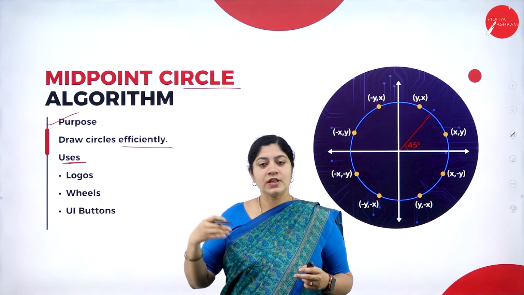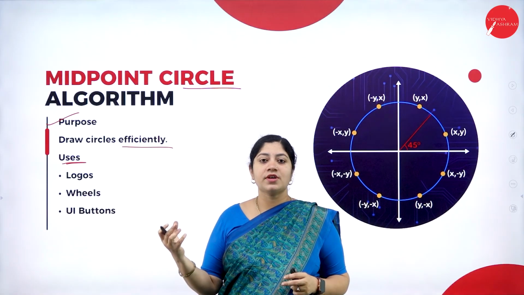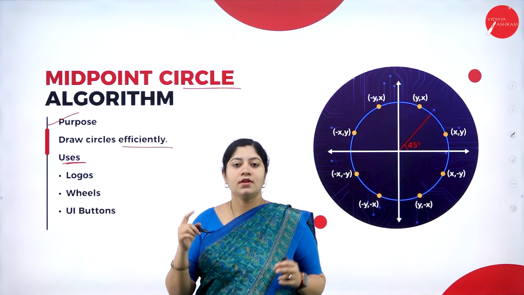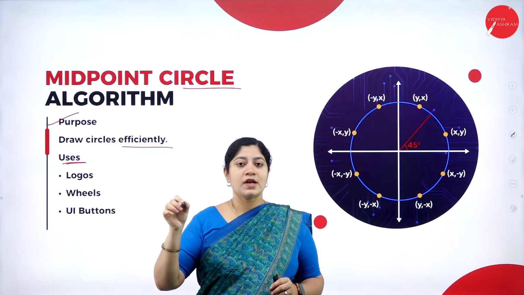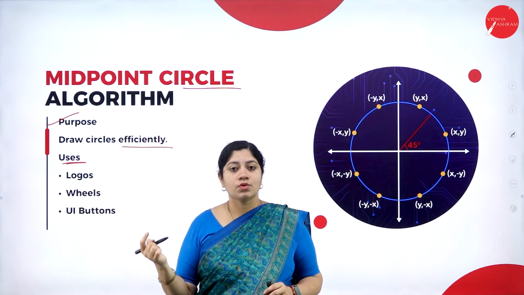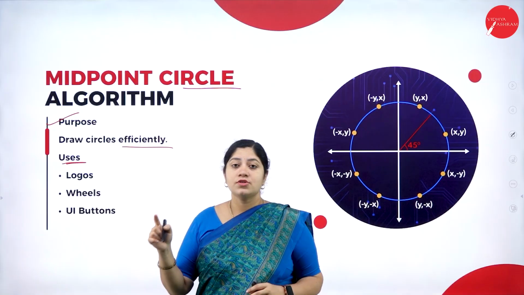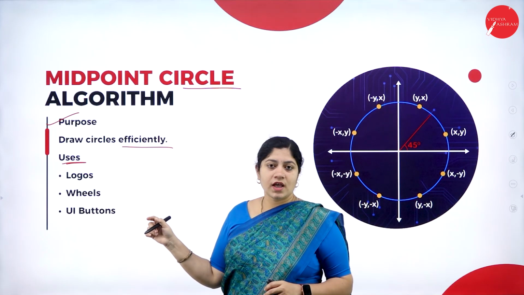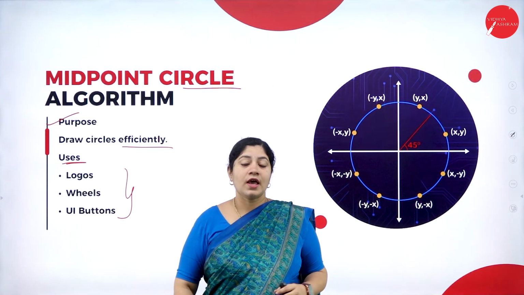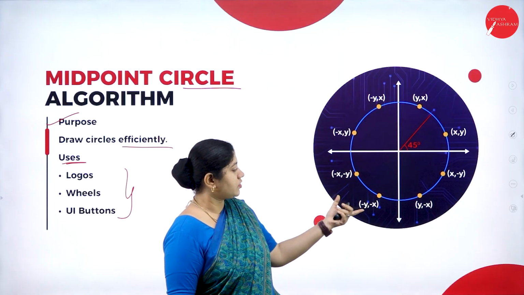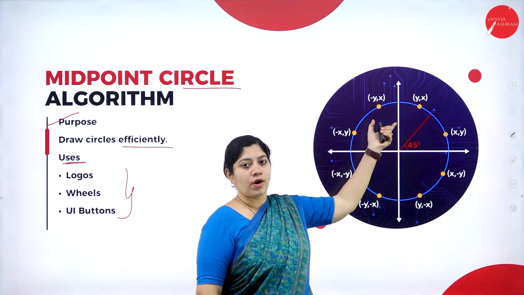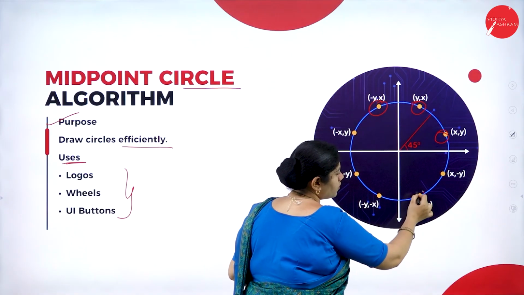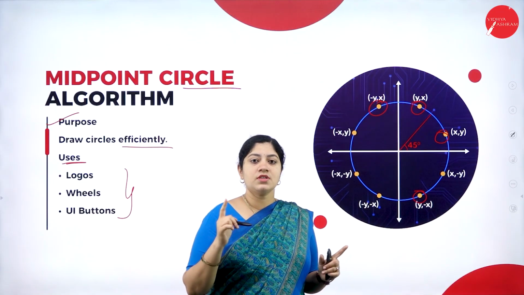As we know, we need circles in printing or designing logos, designing the updated wheel technologies, as well as in the software field also, like if you are designing the UI buttons. So those buttons will also be in a circular form, isn't it? So that's why this midpoint circle algorithm is mainly utilized for these things, and it can draw a circle efficiently. So over here we can see we will point various positions in the XY plane, so that by joining those positions we can get an efficient circle.